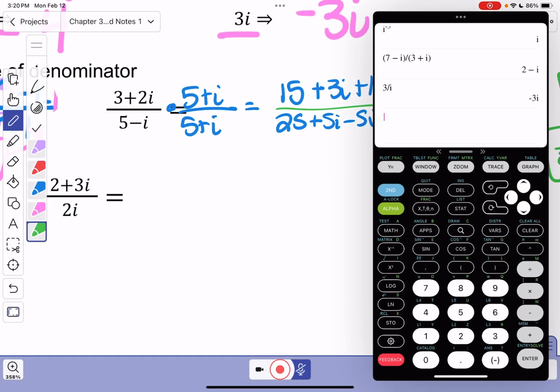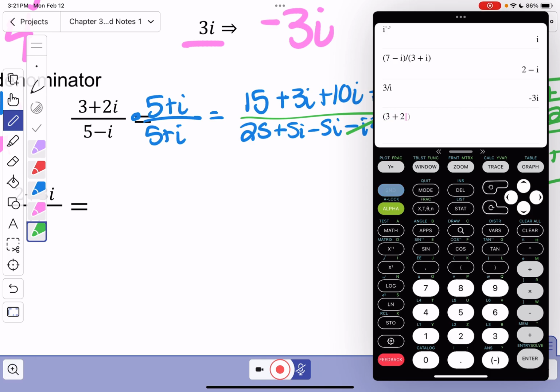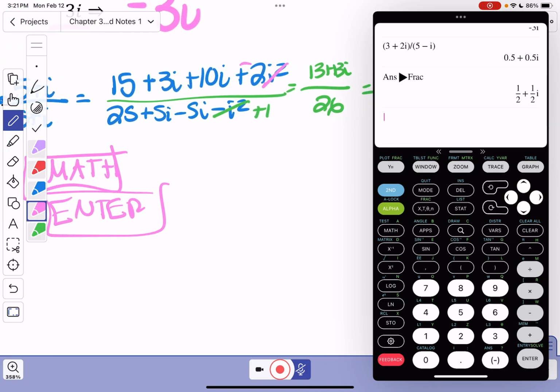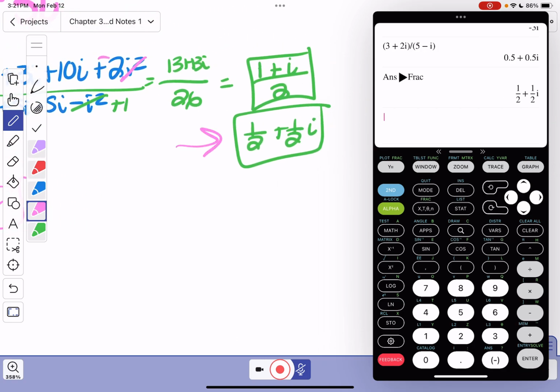So if I do 3 plus 2i divided by 5 minus i, it's going to say 0.5. We can turn that into a fraction if we hit the math button and then we hit enter. This is saying, hey, turn my answer into a fraction. It'll give us the 1/2 plus 1/2 i version.